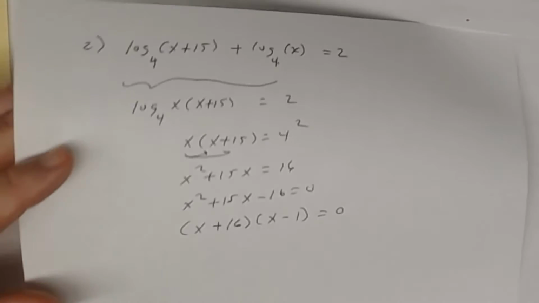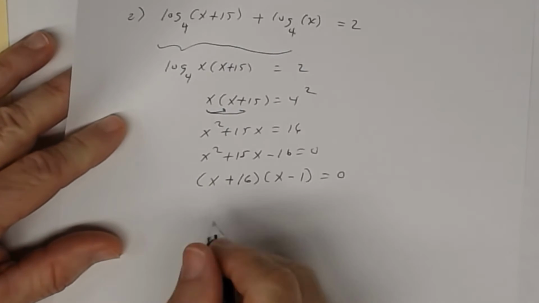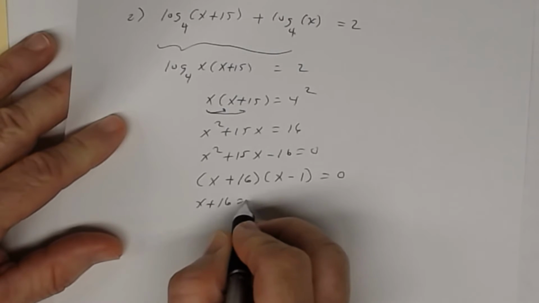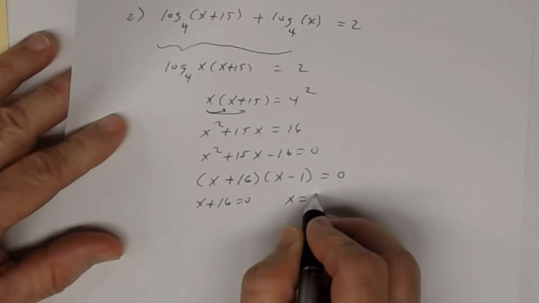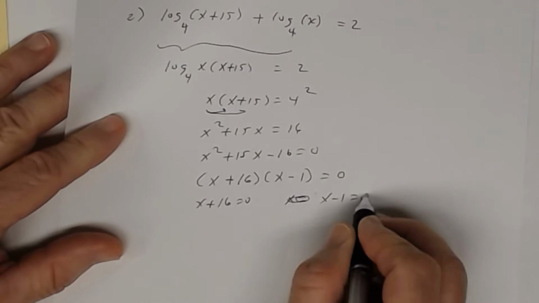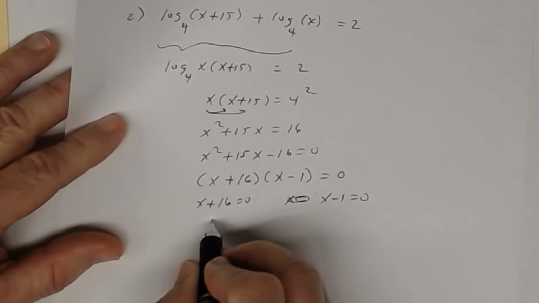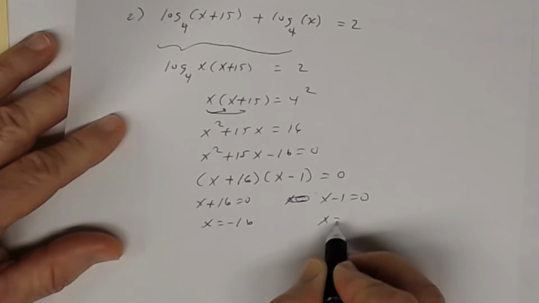All right, and then using the zero factor property, I'm going to set each one of these equal to 0. Well, let me write it. It's x minus 1 equals 0. And then I'm going to solve each of those linear equations. So x equals negative 16 and x equals 1.